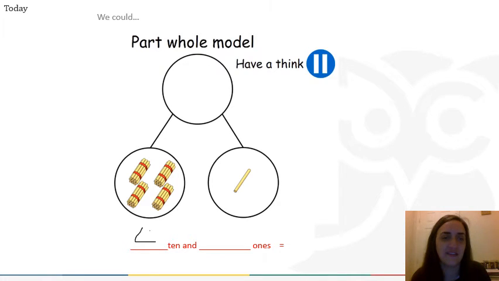4 10s. And how many 1s? 1, just 1 1. 4 10s and 1 1. What is that altogether? What is the whole?